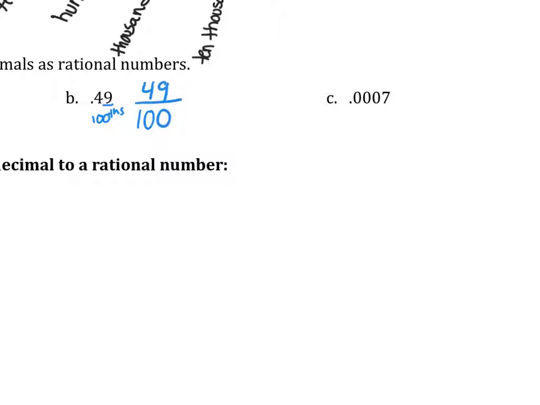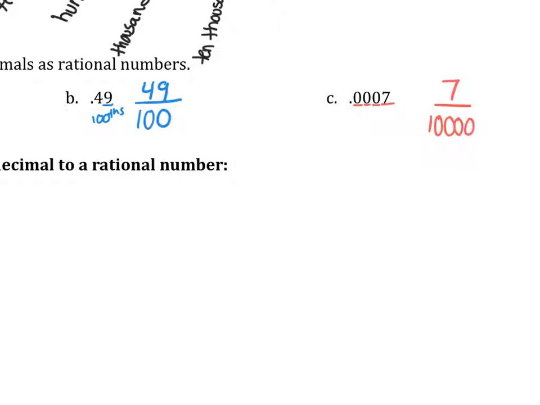And then letter C. So 0.0007, you don't have to write all of those zeros in the numerator because it's still just going to be 7. But what place value does this decimal end in? Yeah, so this is the tenths, hundredths, thousandths, 10,000ths. So you'd have 10,000ths.